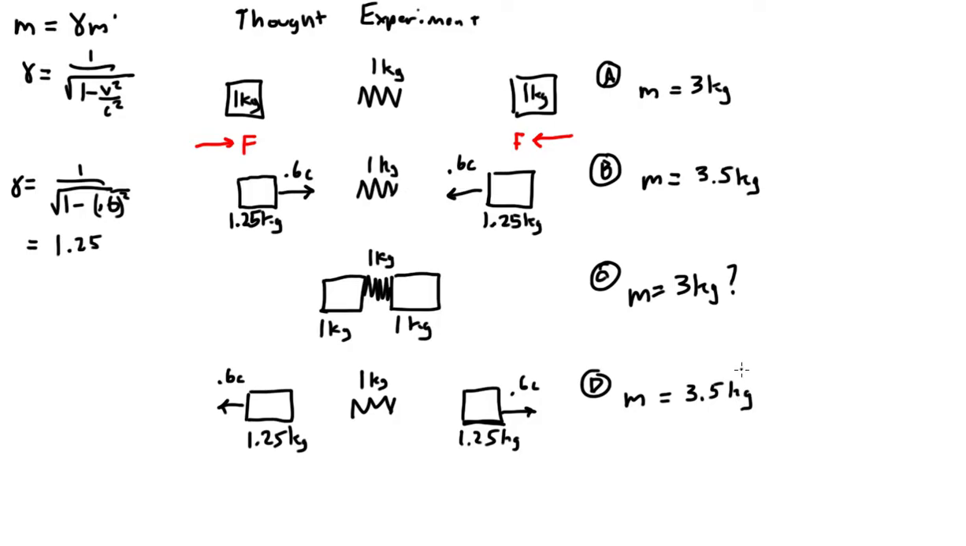Now the question is, what happens to the total mass in between? Is this really what happens? Does the total mass go down to 3 kilograms and then back up to 3.5? What I want to do is something I call physics Mad Libs.